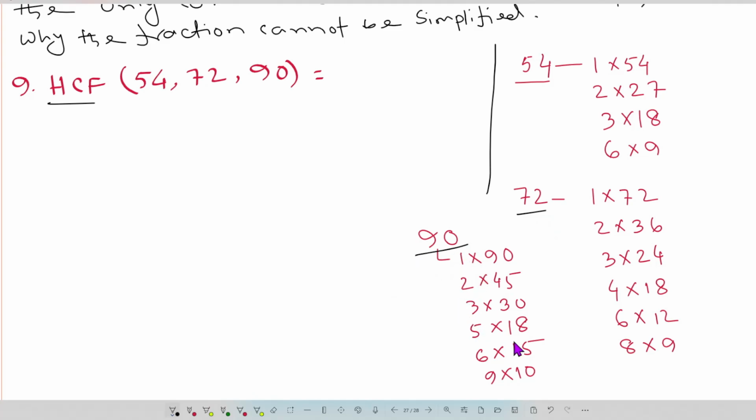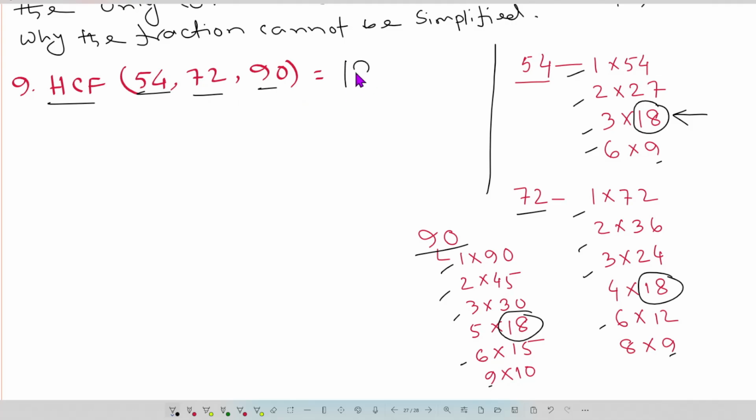Look, the highest common factor, this 18, is everywhere, and this is the highest common factor. We have several common factors like 1, 2, 3, but also 6 is a common factor, right? 9 is also a common factor, but the highest common factor is 18. So for 54, 72, 90, the highest common factor is 18.